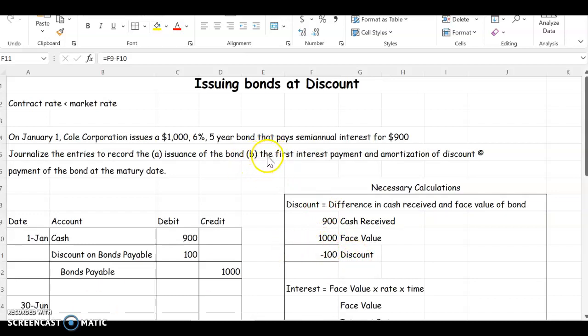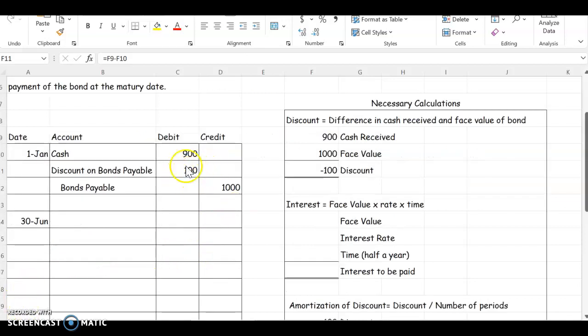Okay, let's move on to the second part. Now we need to record our first interest payment. We pay semi-annual interest, so every 6 months, and the amortization of the discount. So we need to talk about what that is. Amortization is very much like depreciation. Another way to say that, and how Ms. Bergeron explains it, is it whittles down. So we're starting off with a discount of $100 total, and what we want to do is get rid of it over the life of the bond.